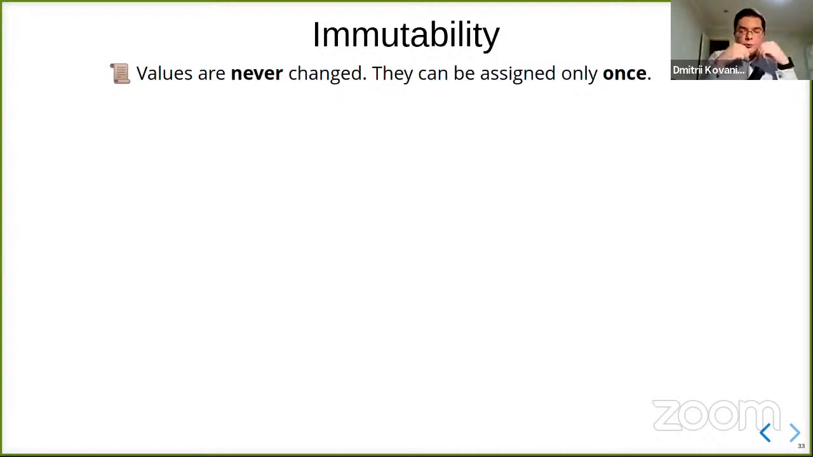Okay, now let's talk about immutability. So we learned how to create our own variables. But as I mentioned, Haskell is an immutable language. It means that you cannot change variables, you cannot change values. If it's assigned once, then that's all, it's done. You cannot change. So what does it mean exactly?